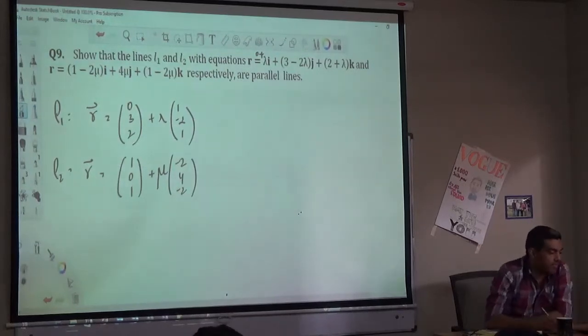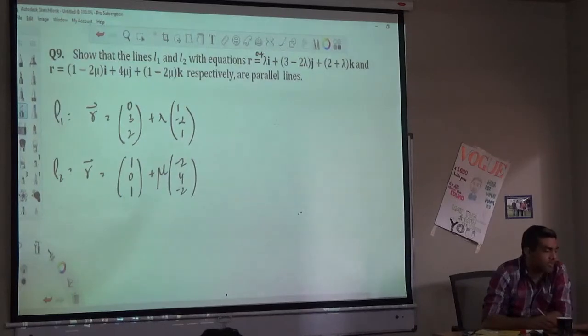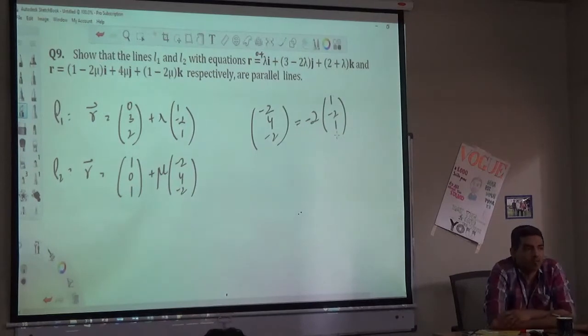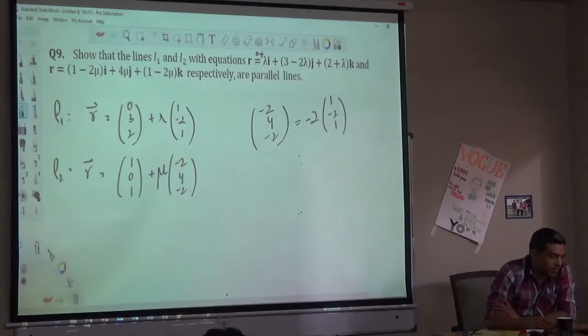Then the next step is to show that the two direction vectors are parallel. How do you show two vectors are parallel? The simplest way is they have to be scalar multiples. So it's very obvious over here that minus 2, 4, minus 2 is minus 2 times 1, minus 2, 1. So clearly they are scalar multiples. Therefore, D1 is parallel to D2.